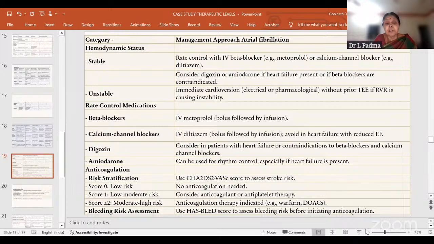And in anticoagulation, to assess the stroke risk, if it is low risk, we don't add any anticoagulants. But in score 1, we use anticoagulant or antiplatelet therapy. Whereas in moderate or high risk, we use, as indicated, warfarin or direct acting anticoagulants. The bleeding risk assessment should be done using the HAS-BLED score before initiating the therapy.